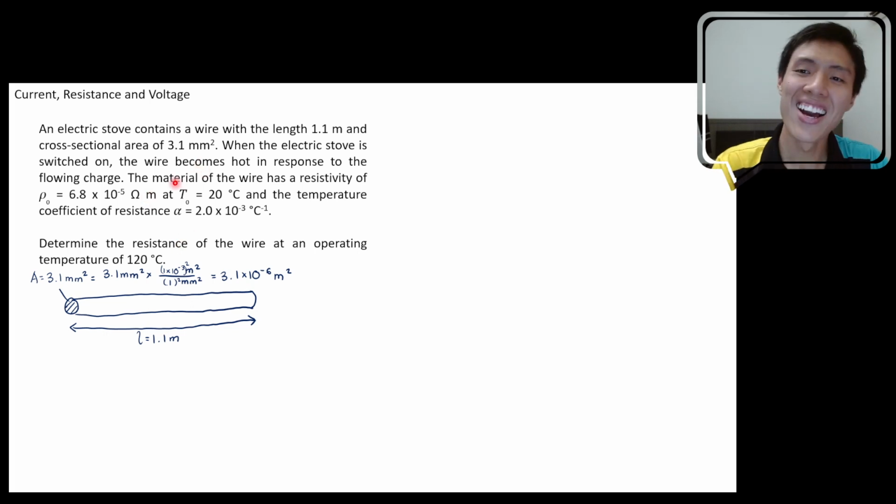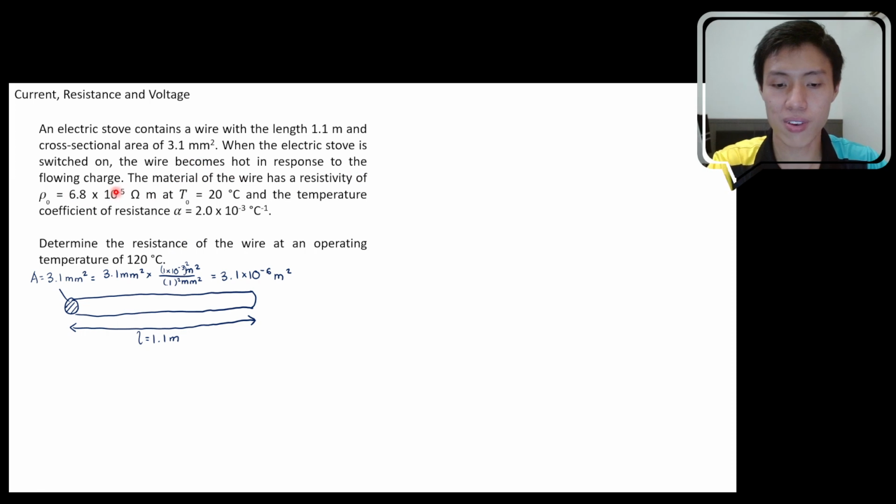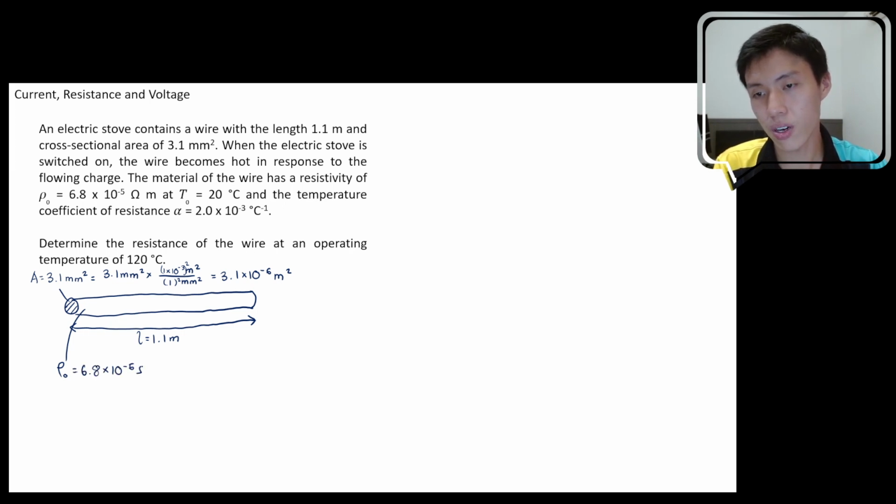The material of the wire has a resistivity of 6.8 times 10 to the power negative 5. So let's write it down. This is 6.8 times 10 to the power negative 5. And they are labeling it with a naught over here because naught here refers to the reference temperature. So they also give you the reference temperature to be 20 degrees Celsius.